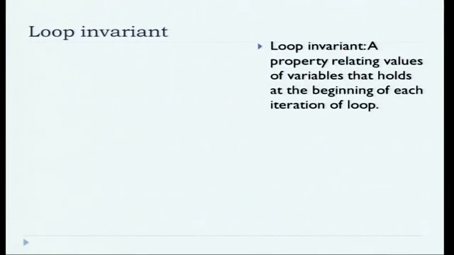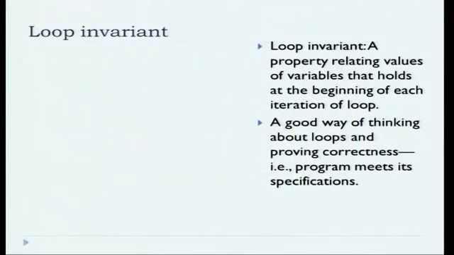And here is a concept that I will introduce to help you argue about the correctness of a loop. So there is a notion known as a loop invariant. Now a loop invariant is a property relating values of the variables that hold at the beginning of each loop. Okay, so that's a bit abstract. Let me just illustrate with the example that we just saw.